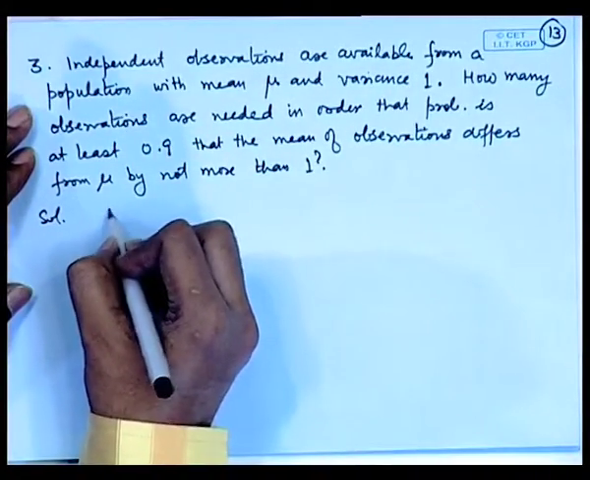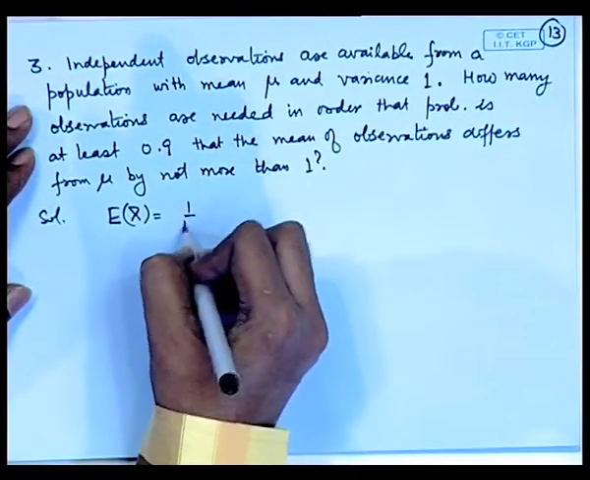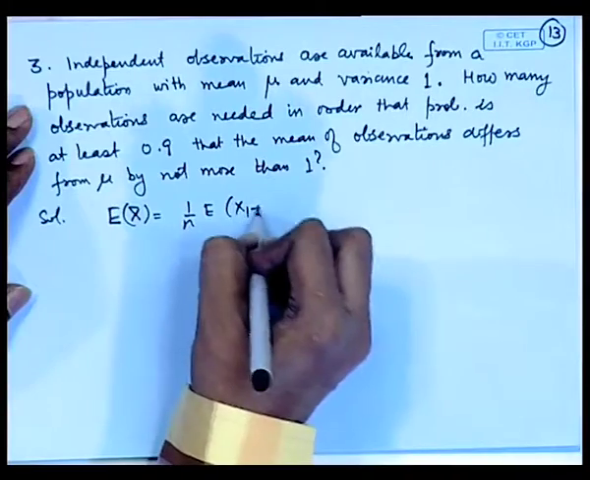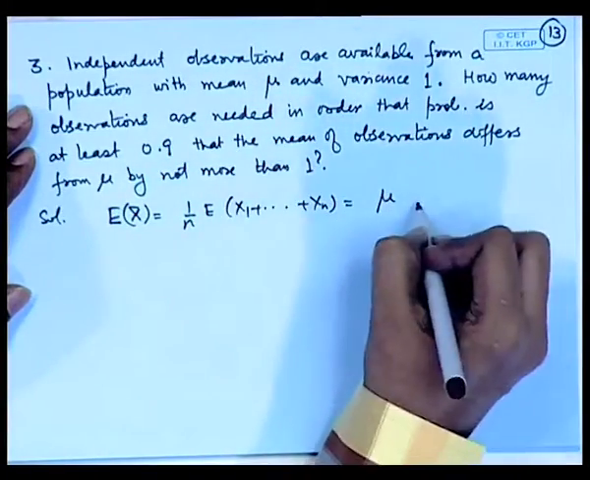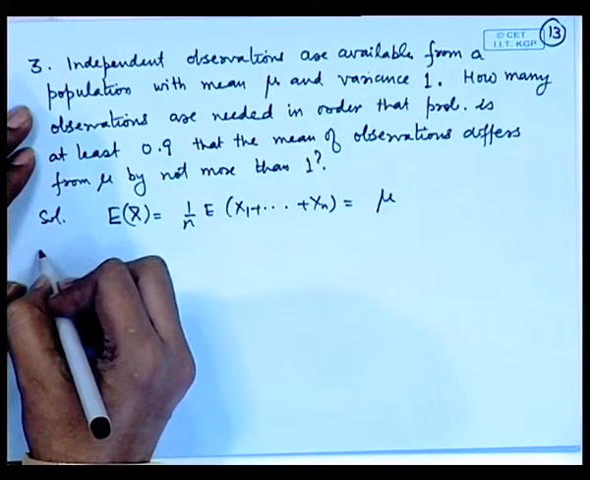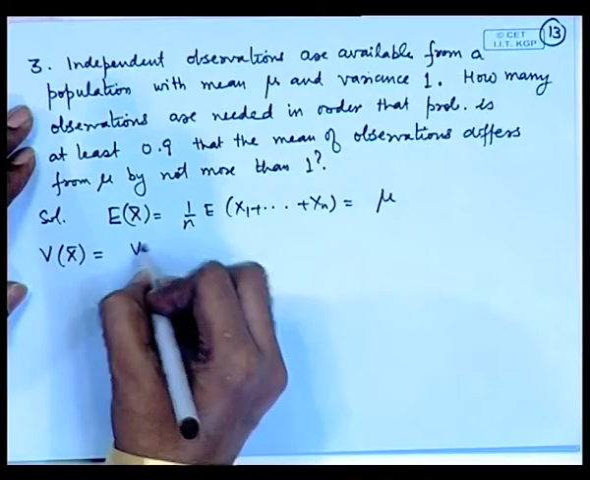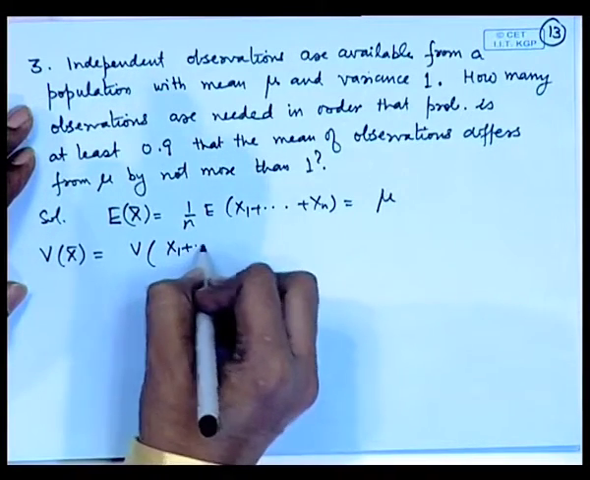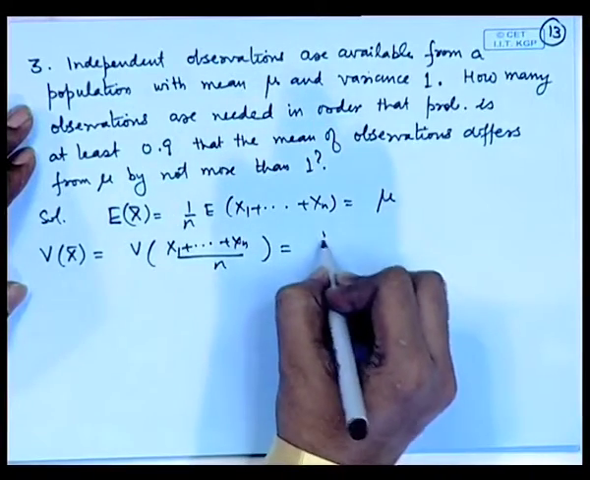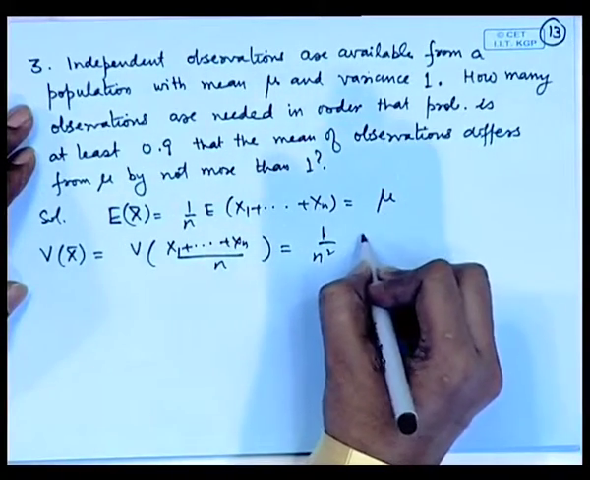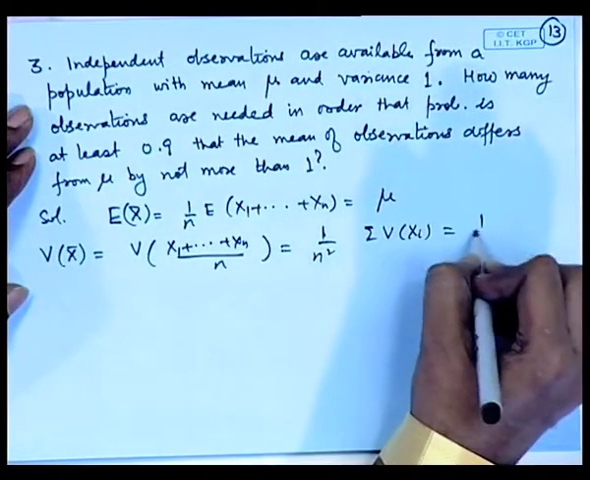So, if we are looking at the expectation of x bar, that is equal to 1 by n times the expectation of x 1 plus x 2 plus ... x n, which is equal to mu. If we are looking at the variance of x bar, that is the variance of (x 1 plus x 2 plus ... x n) by n, then it is equal to 1 by n square sigma variance of x i. Each of these is 1. So, it becomes 1 by n.